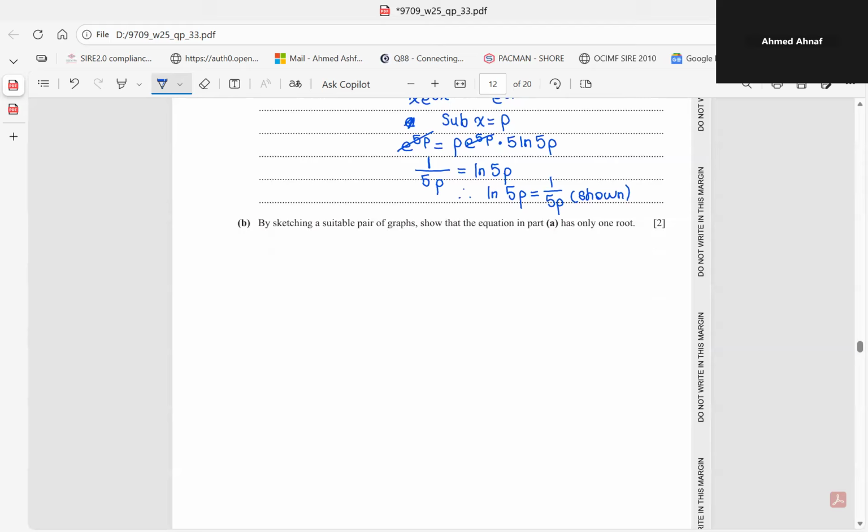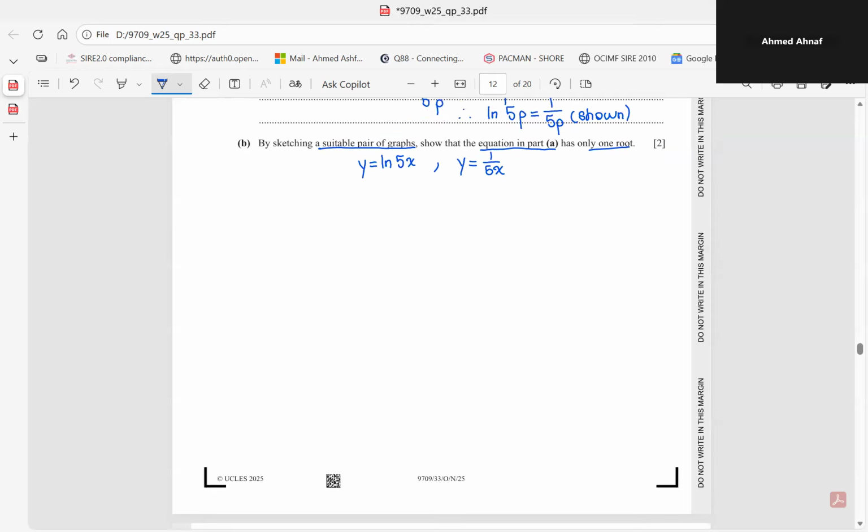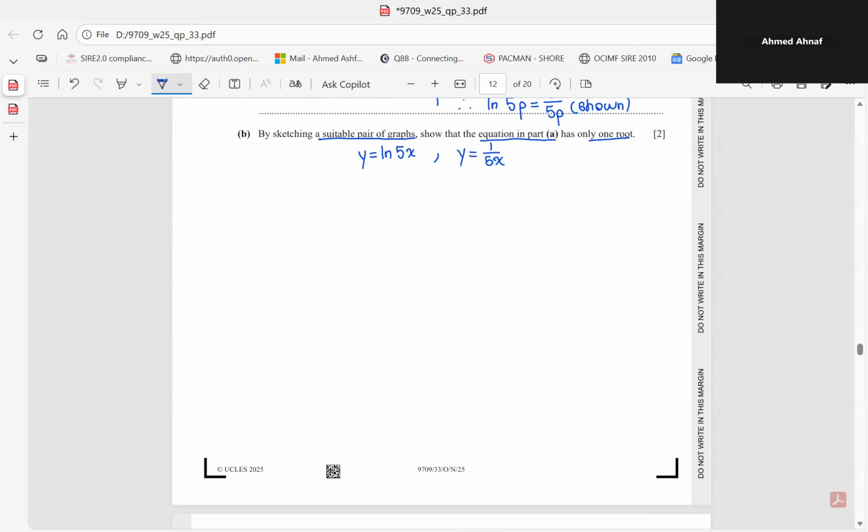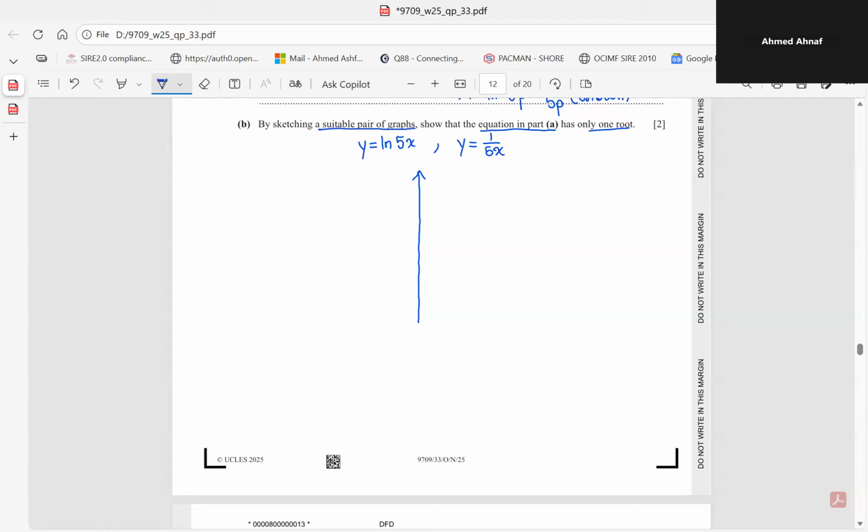Okay, so here they told us by sketching a suitable pair of graphs, show that the equation in part A has only one root. Okay, so to determine what graphs we need to sketch, just look at both sides of the equation, and we can straight away tell we need to sketch y equals ln 5x or p, and y equals 1 over 5x. So these are the two graphs we're going to sketch. Yeah, so let's put our axes. This is the x-axis and this is the y-axis.